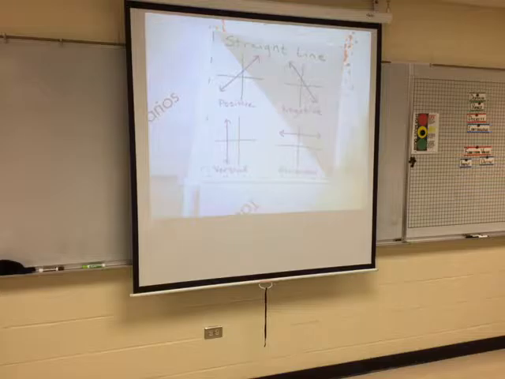Alright, so to identify a linear function from a graph, it looks like a line. That's it. It looks like a straight line. Is that okay?